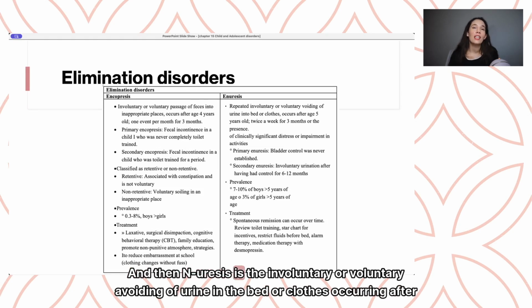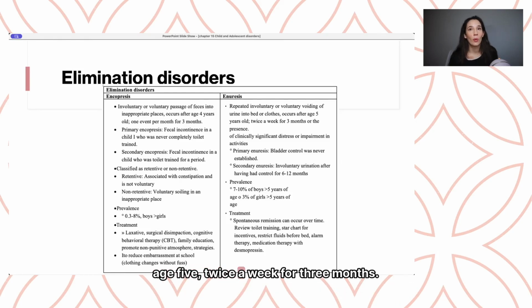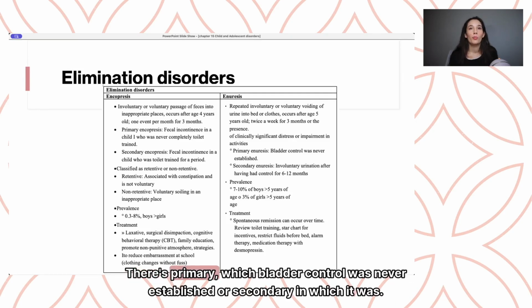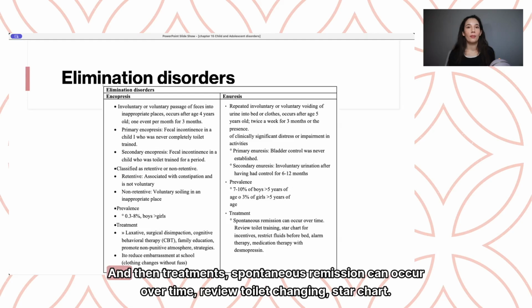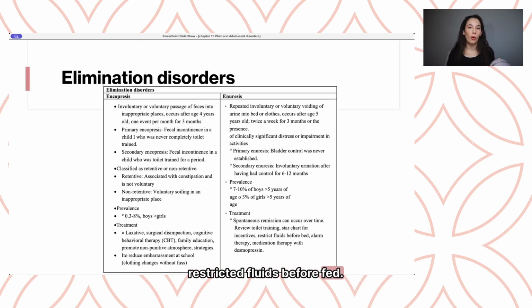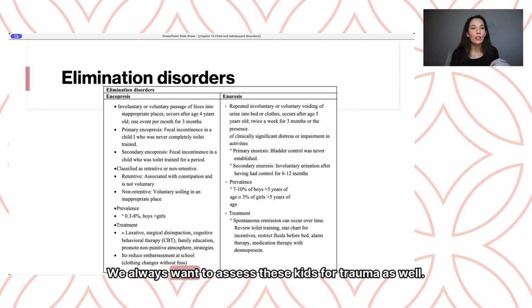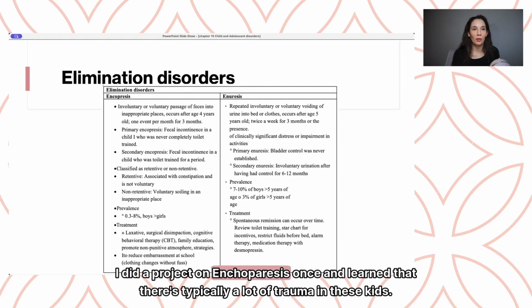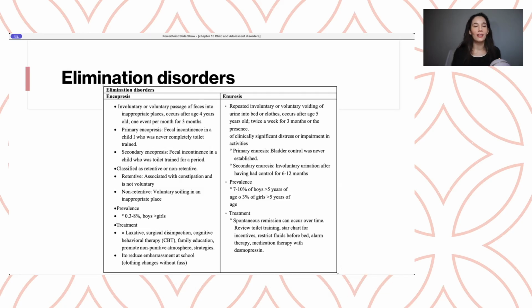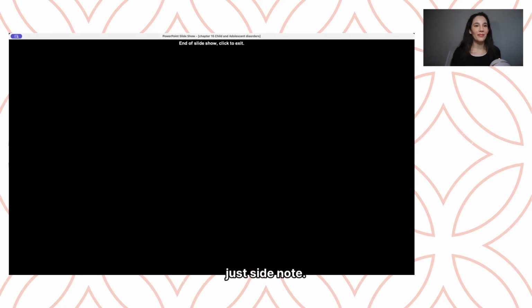And then enuresis is the involuntary or voluntary voiding of urine in the bed or clothes occurring after age 5, twice a week for 3 months. There's primary, in which bladder control was never established, or secondary, in which it was. And then treatment: spontaneous remission can occur over time, review toilet training, star chart, restricted fluids before bed. We always want to assess these kids for trauma as well. I did a project on encopresis once and learned that there's typically a lot of trauma in these kids. So just a side note.